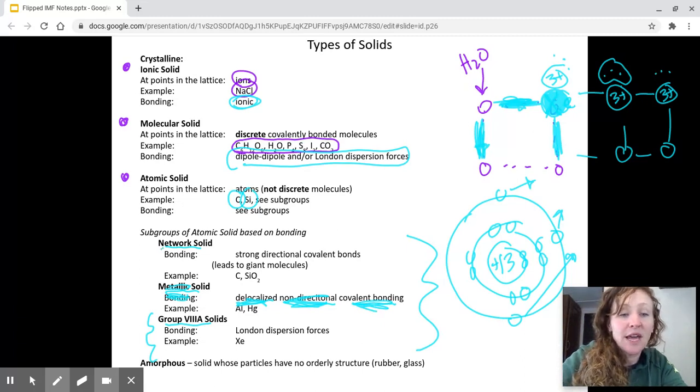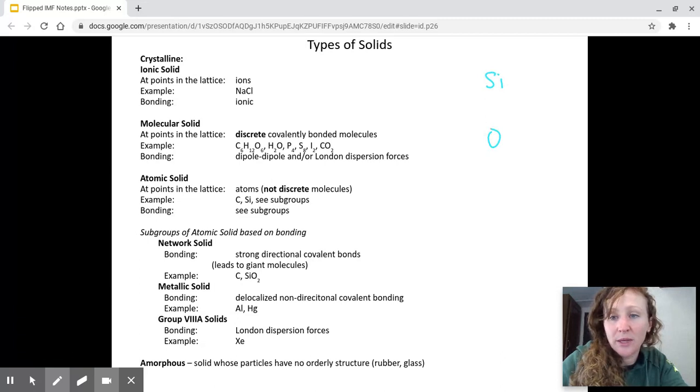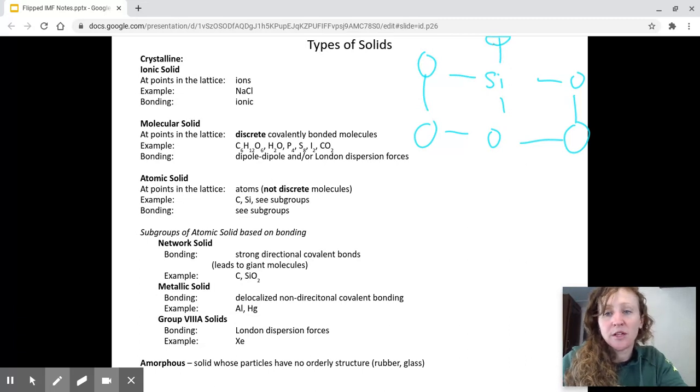Okay, and then we have a network solid, like different forms of carbon, like graphite or diamond. Also quartz, silicon dioxide, which is quartz. Quartz is unusual because it has atoms at the point in the lattice, but those atoms are not all the same atom, right? So some of them are going to be silicon, some of them are going to be oxygen, and you get this whole huge structure that's built off of these.